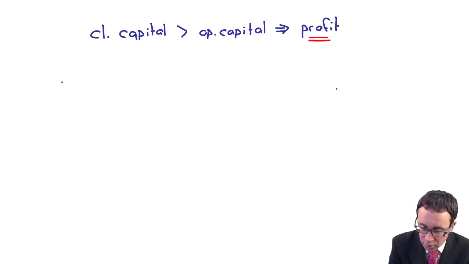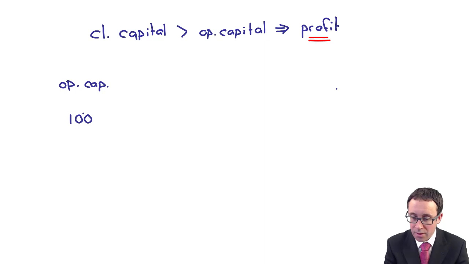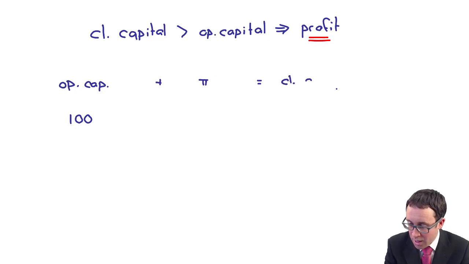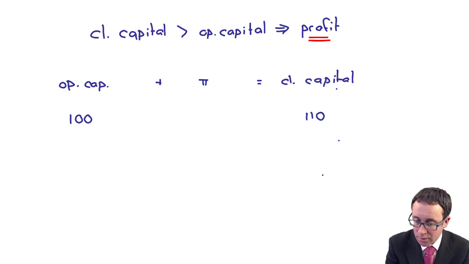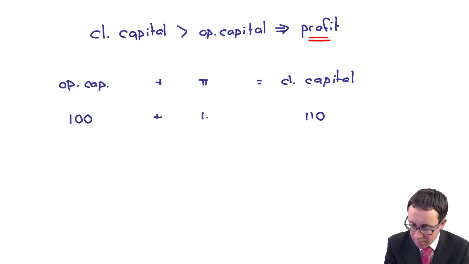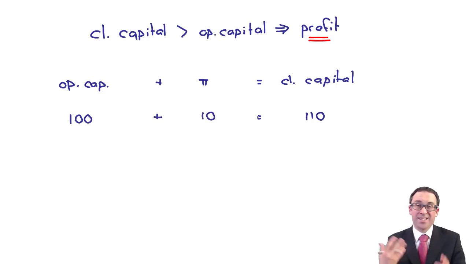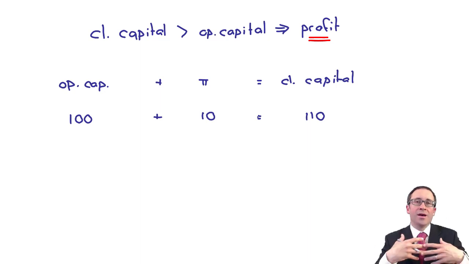So let's just go through it and draw that up. So you've got your opening capital. Let's just say that that is 100. Let's just say there that your closing capital is there as 110. Well, if that's the case, the profit that you're making is 10, isn't it? Okay, it's like a balancing figure.